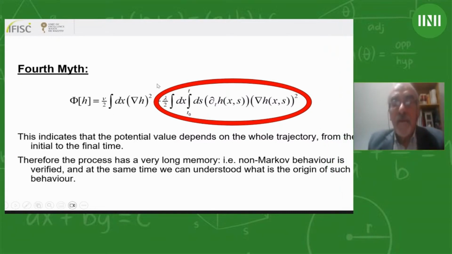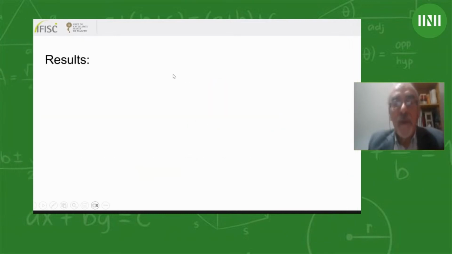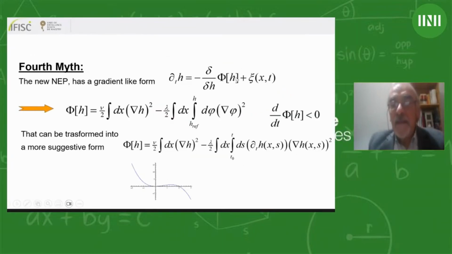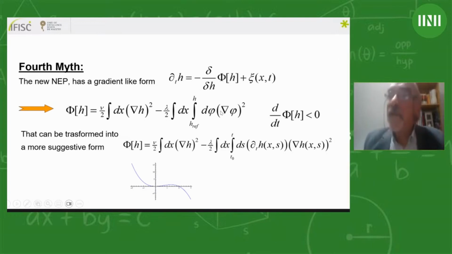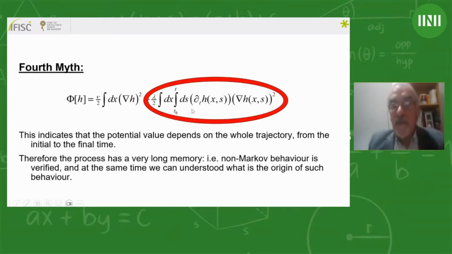So, let me go back. As this is a gradient form, this potential drives the system. Hence, if the potential depends on the trajectory, that implies that the next step, let's say, will depend on how was the evolution before that. So we have here something that looks like the origin of the non-Markovian behavior, in the sense that, as this potential landscape depends on the whole trajectory, we can explain in this way the non-Markov behavior.